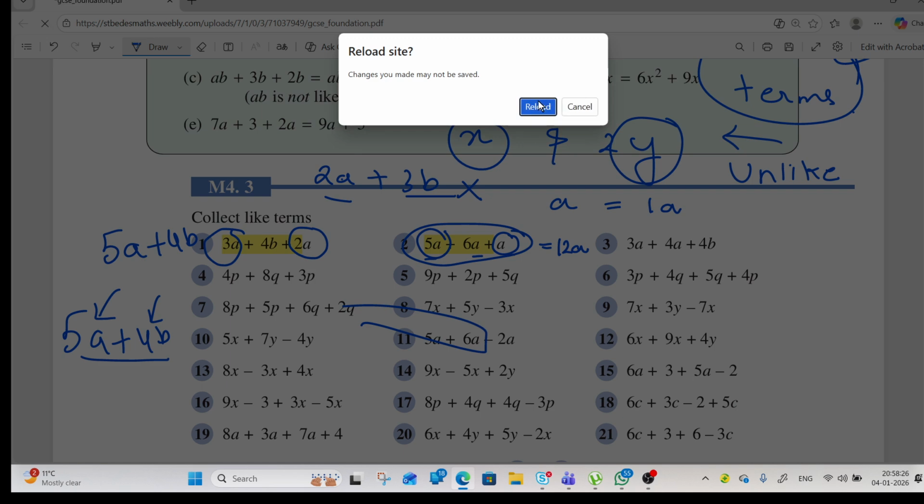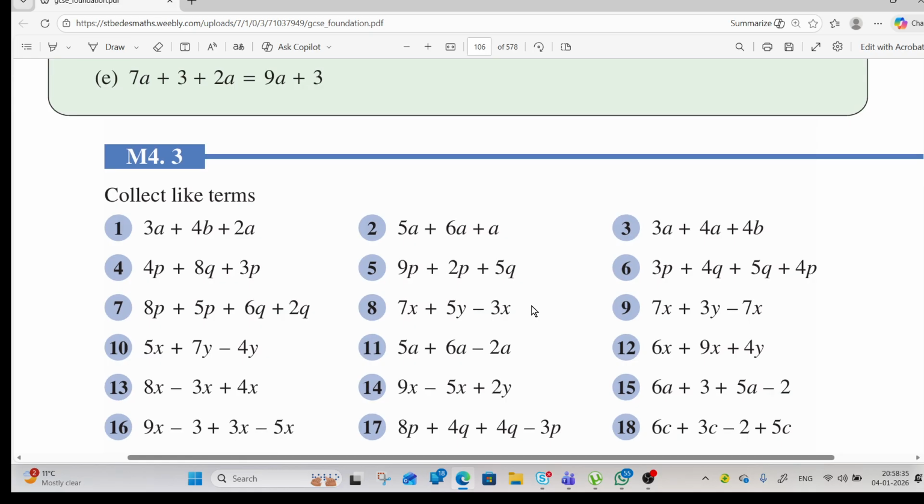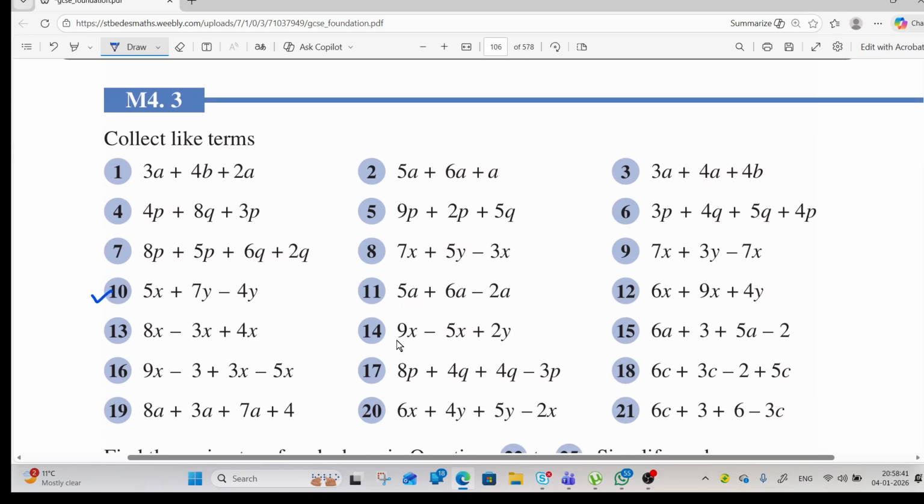Okay, great. Now let's see some questions of subtraction. Let's do number 10. Can you try it? What are the like terms in question number 10? 7y and 4y. Exactly. So here you get 3y, and you will write 5x plus 3y, right? Can we add 5x and 3y? No, because they are unlike, different variable.